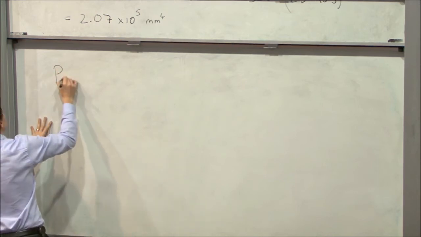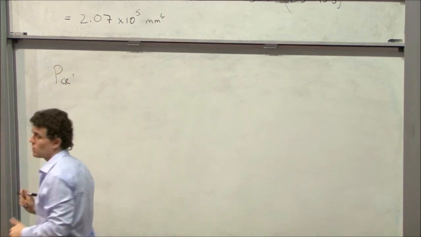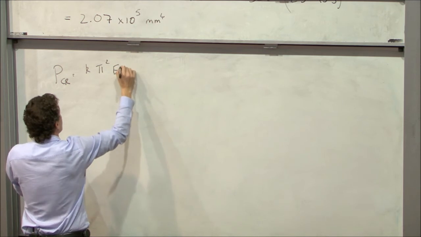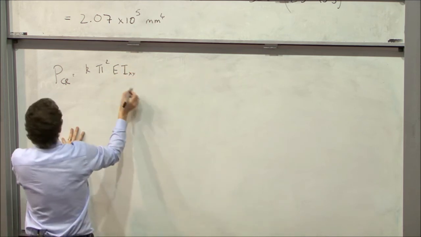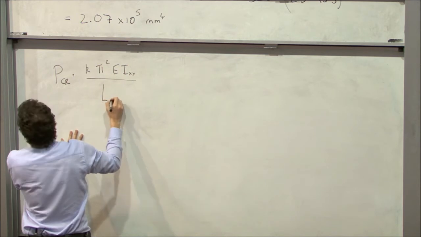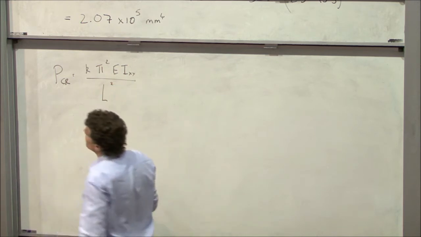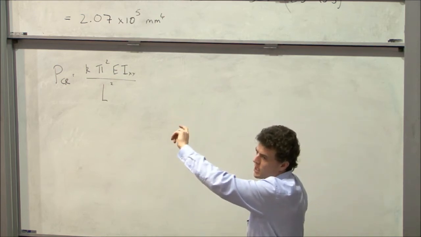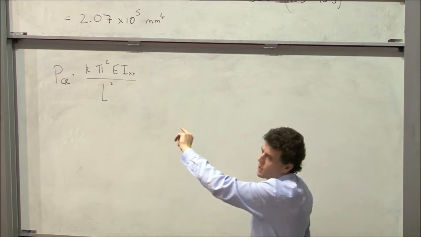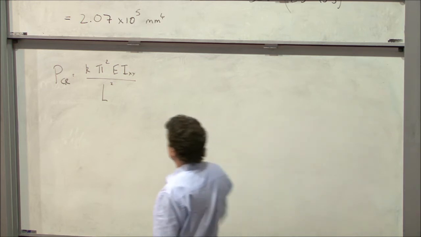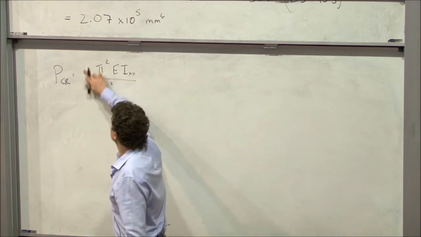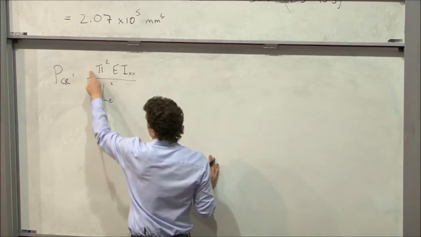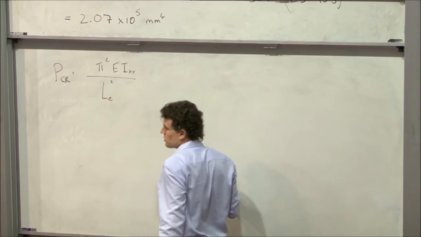So P critical, so the critical load at which the column will buckle, equals K pi squared E I, and in this case I'll put the subscript XX on, over length squared. Okay? Actually, I've made a mistake there. You should never have K and length effective in the same formula. It should either be K and length squared or length effective squared, because LE incorporates the value of K already. So just either scrub out your K or scrub out the subscript E in your notes.